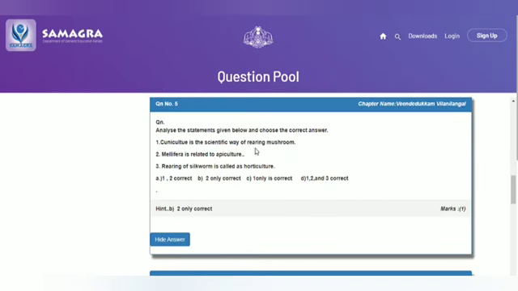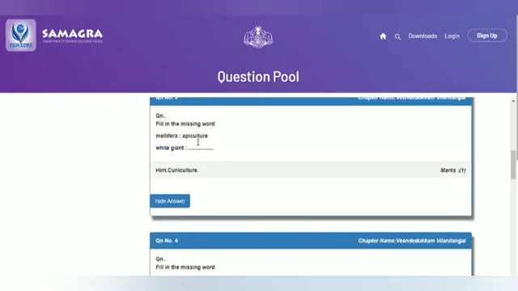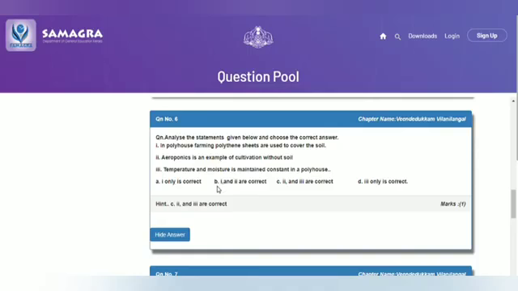Analyze the statement given below and choose the correct answer. Cuniculture is a scientific way of rearing mushroom. Mellifera is related to apiculture. Then, rearing of silkworm is known as what? That is wrong. So the only correct answer is: mellifera is related to apiculture.